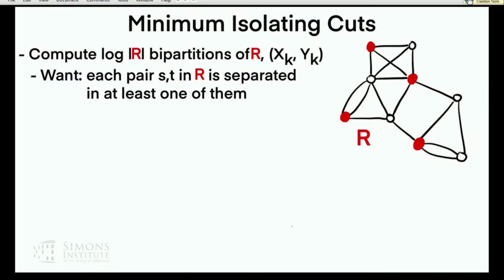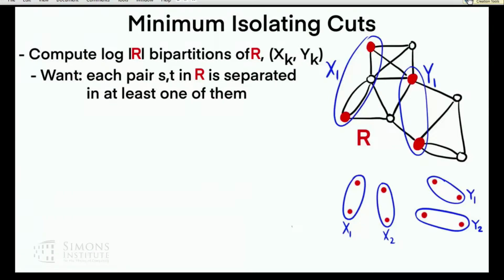But of course, there are also deterministic ways to do this. For example, by taking a binary representation of each vertex and going over the bits of the binaries. That's a bit technical. I'll skip this in the talk. And then, in this example, suppose that these red vertices are the 4 terminals, then the following 2 bipartitions indeed separate every single pair s and t.